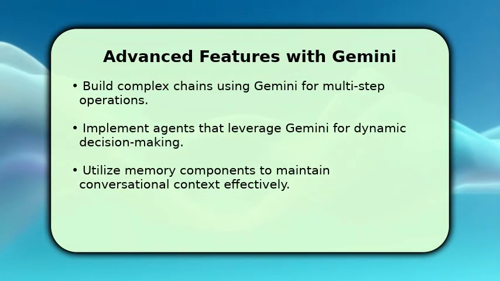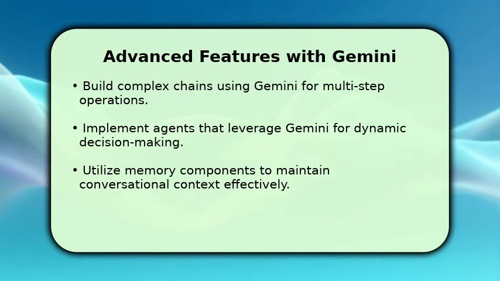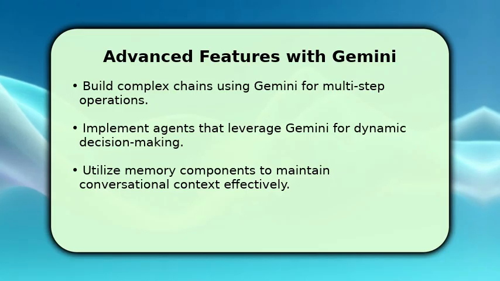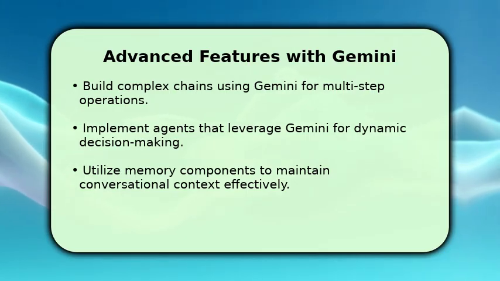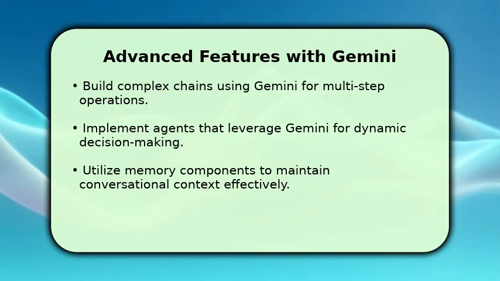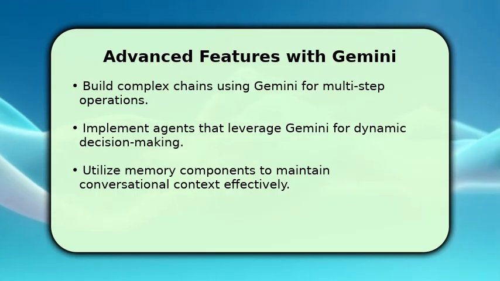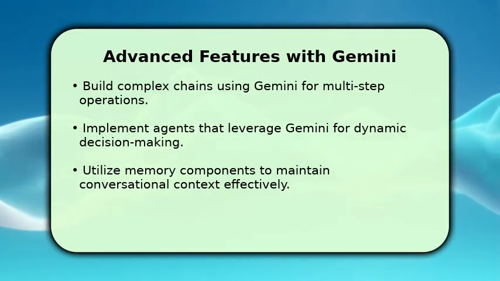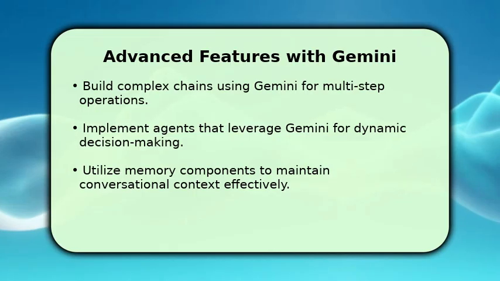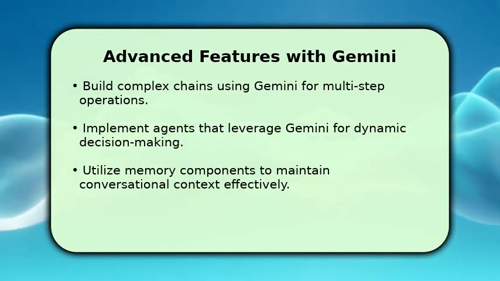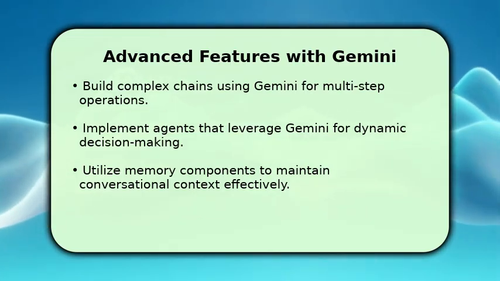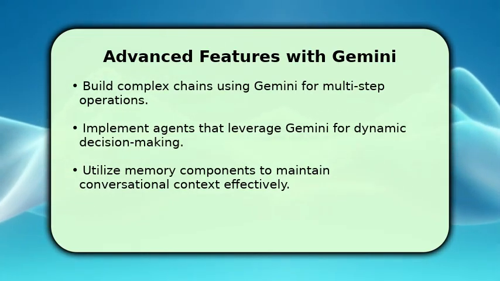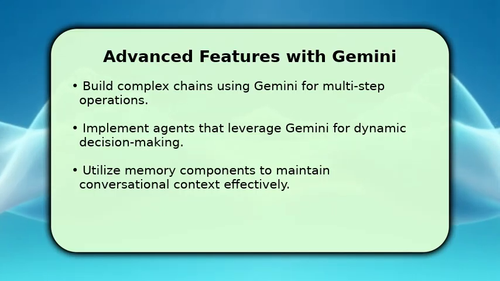Langchain truly shines when building advanced applications with Gemini. You can construct complex chains for multi-step processes, allowing Gemini to perform sequential tasks. Implement agents that use Gemini for intelligent decision-making, adapting to user input. Additionally, integrate memory components to maintain conversational context, and combine Gemini with retrieval-augmented generation for more informed and accurate responses.